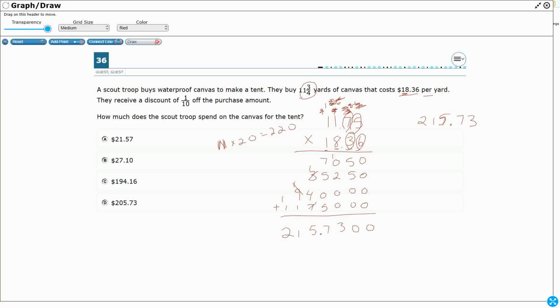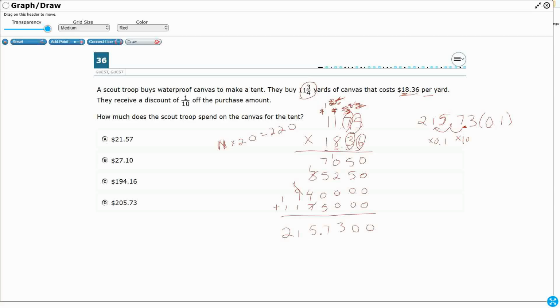Now we need a 10% discount. So what we could do is multiply this by 1/10. We can get that discount. Now when we multiply by 1/10, what we end up doing is shifting the decimal over one spot, just as we would one spot if we were multiplying by 10. We want the second, so you have to pay attention to the direction. The number gets bigger if you multiply by 10, and it gets smaller if you multiply by 1/10. So really, it's going to be 21.573.